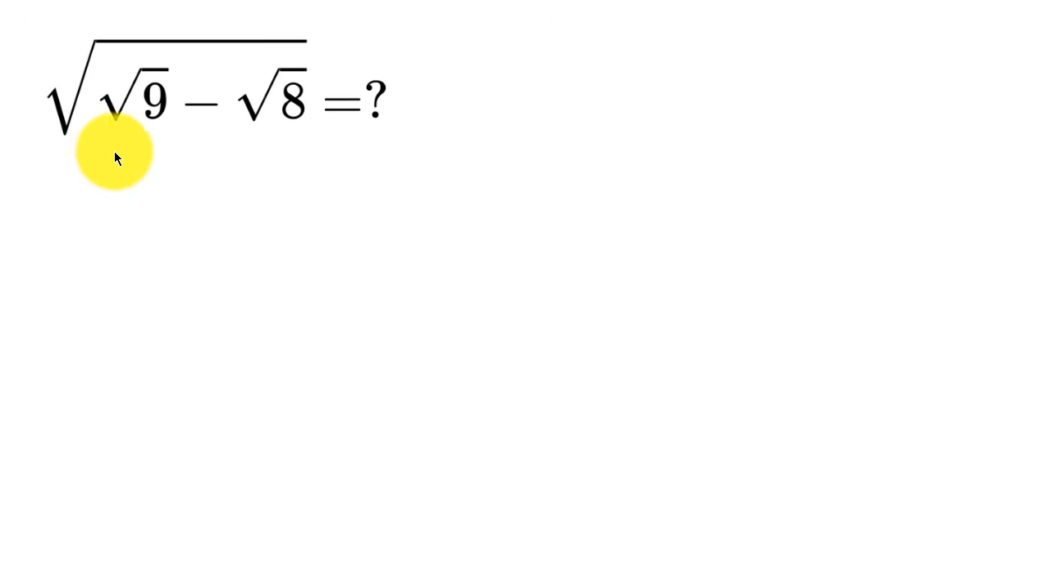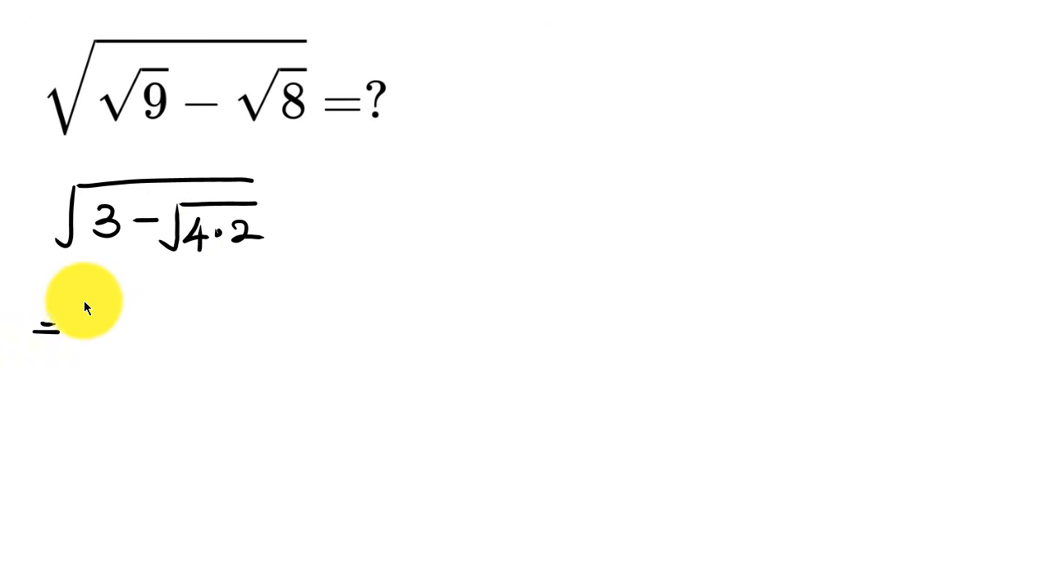So the first thing we need to do is to simplify the inside. So we have the square root of 9 is 3 minus the square root of 8, which is the same as 4 times 2. And then this simplifies into the square root of 3 minus. Now this expression can be written as the square root of 4 times the square root of 2.